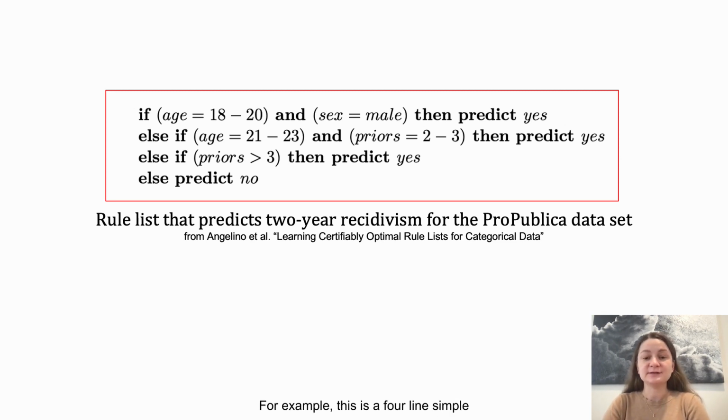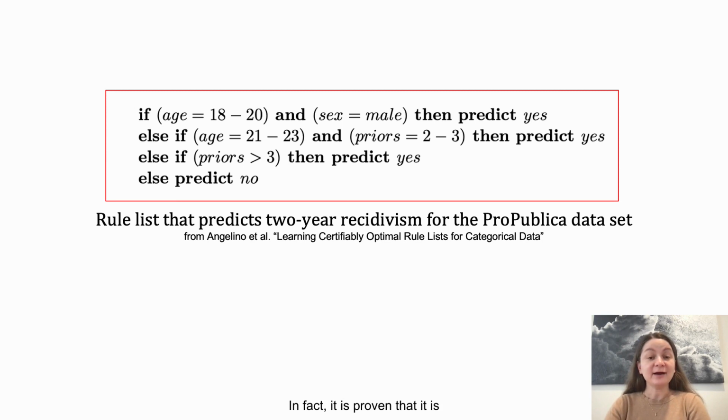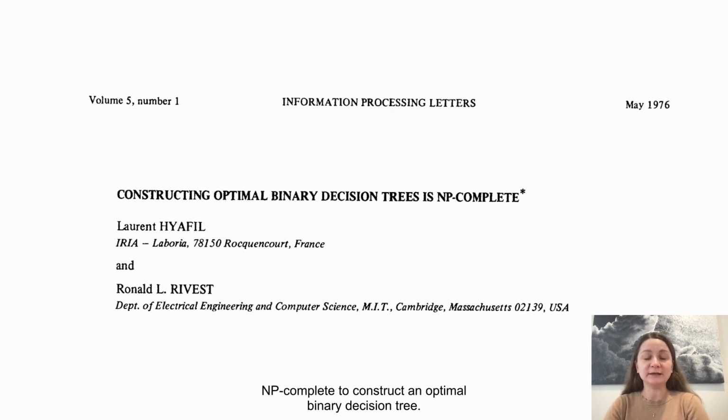For example, this is a 4-line simple model produced by an algorithm called CORELS, based on the ProPublica dataset. This algorithm produces a rule list, which is a one-sided decision tree, and in order to do that, it searches an enormous space of decision trees with smart bounding techniques. In fact, it is proven that it is NP-complete to construct an optimal binary decision tree. So finding good models is actually really hard.